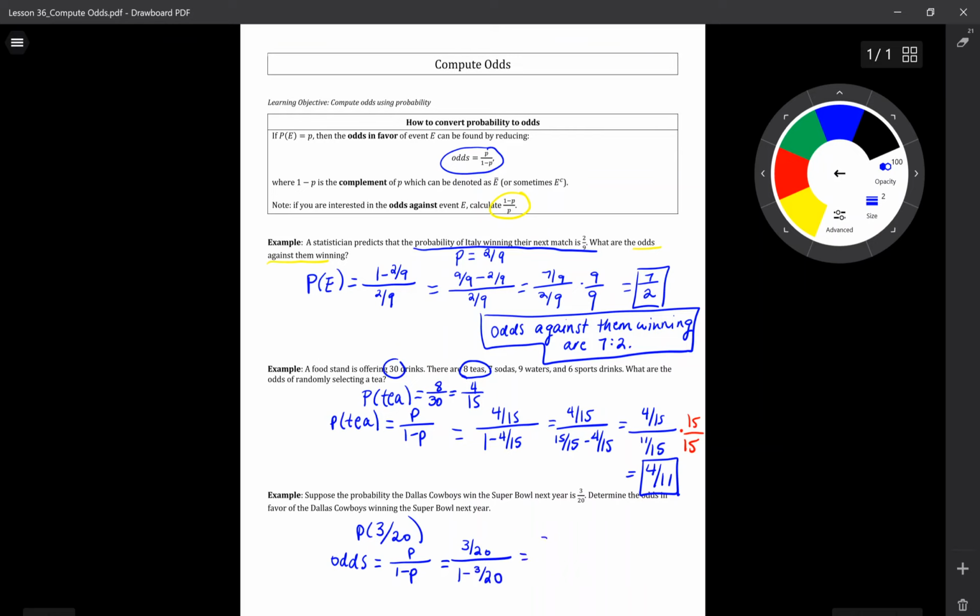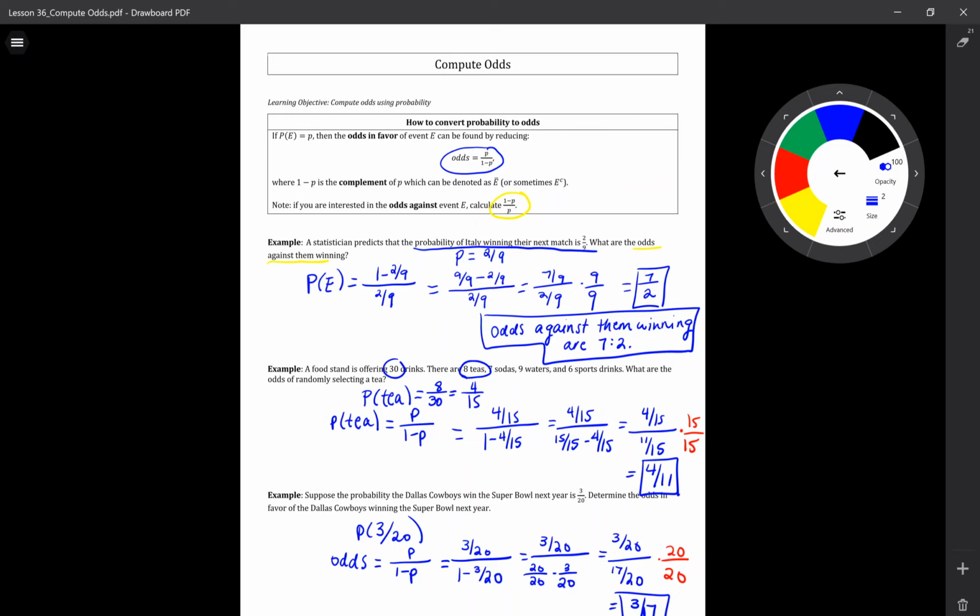If I convert the bottom to a common denominator, this is 20 over 20 minus 3 over 20. So I get 3 over 20 divided by 17 over 20. Multiplying through by 20 over 20 gives me 3 over 17. So the odds in favor of the Cowboys winning the Super Bowl next year is 3 to 17.